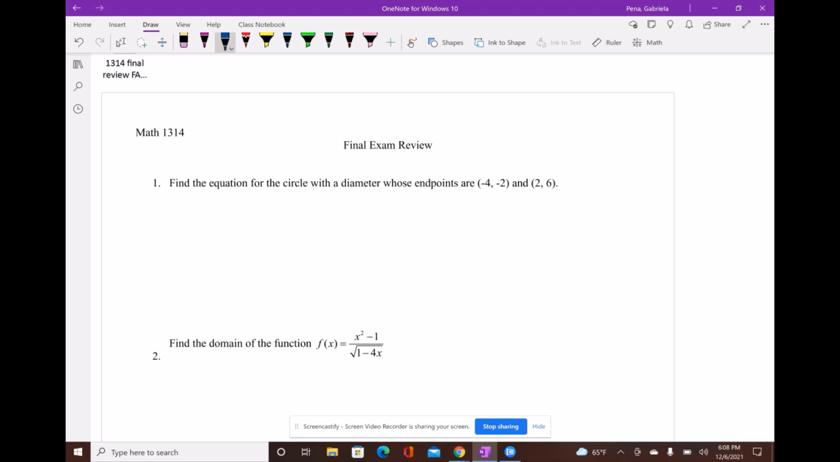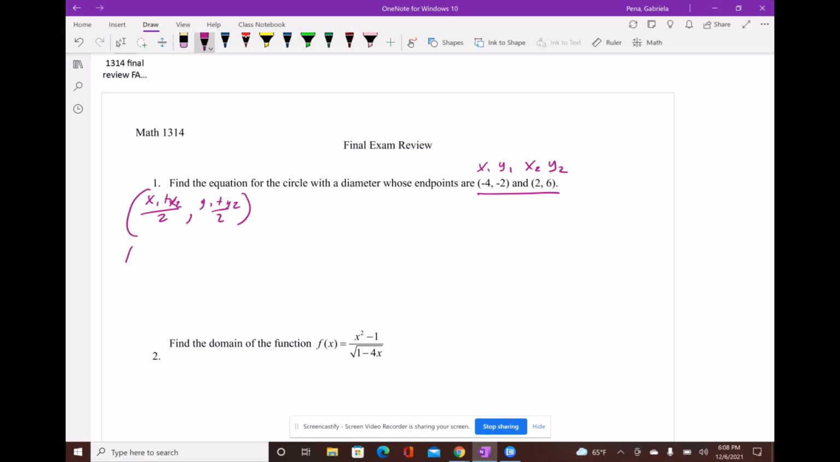First formula we need to use is our midpoint formula, which is x1 plus x2 divided by 2, comma, y1 plus y2 divided by 2. You need to find the midpoint between these 2 points because that will give you the center of the circle. So you should label your points x1, y1, x2, y2.